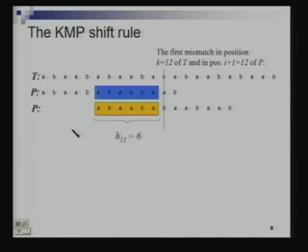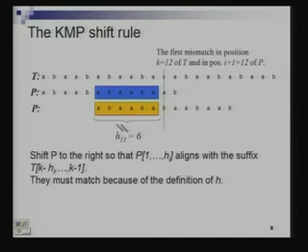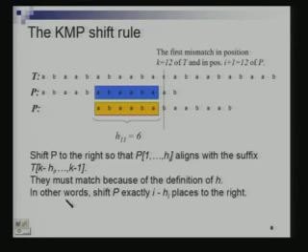Right, so this is a shifted pattern. H11 is 6. We are shifting P to the right so that P1 through hi, 1 through 6, aligns with the suitable suffix of the text. K is the position of mismatch, K minus 1 is the position before this, and K minus hi is this part. So it aligns with this perfectly. And these parts should match. Why? Because this is the same as this, which is the same as this. So they match. In other words, we are shifting P I minus hi places to the right.